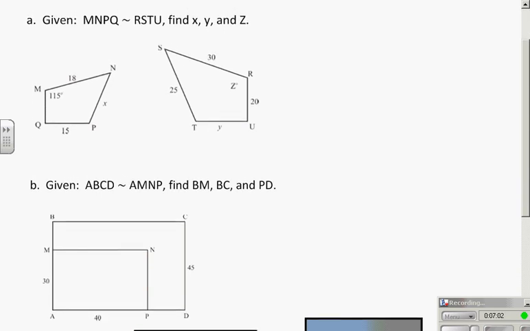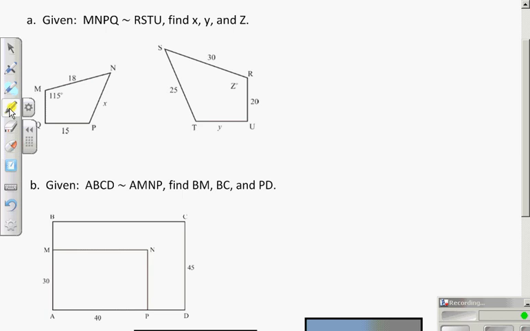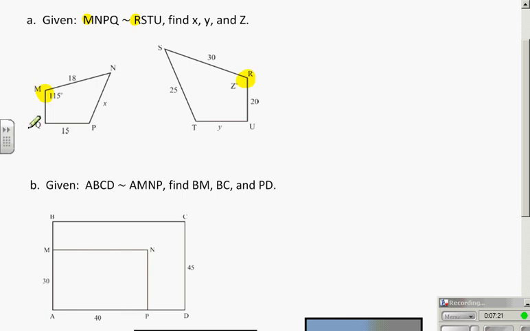Now we're going to get into some solving. I'm given that MNPQ is similar to RSTW. Find X, Y, and Z. Well, I'm going to start with Z because I see that M corresponds to R. Here's M and here's R. And since the angles are the same, I know that Z is equal to 115 because angle M and angle R are exactly the same.